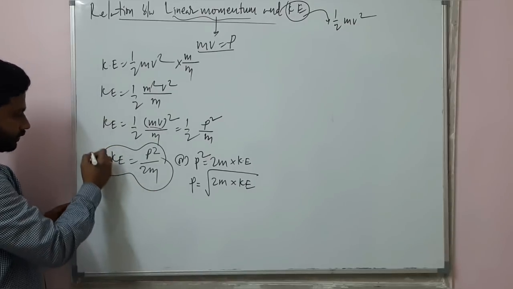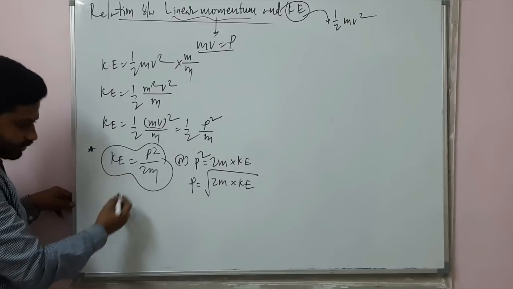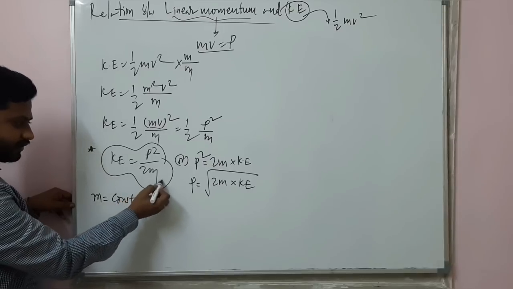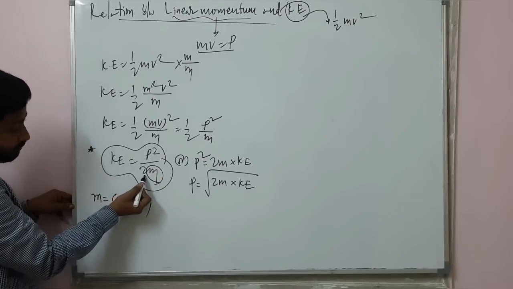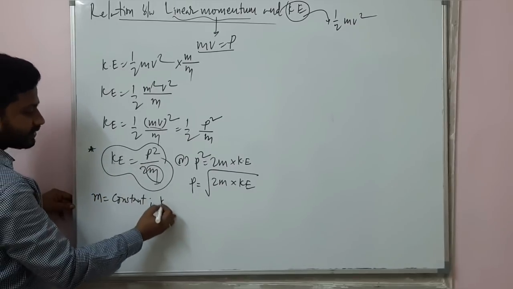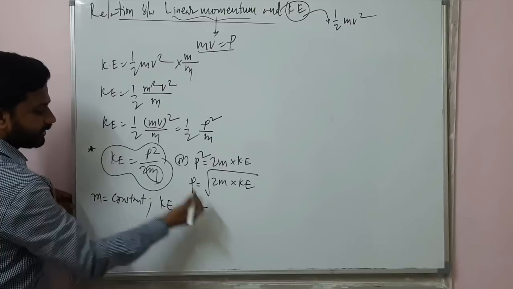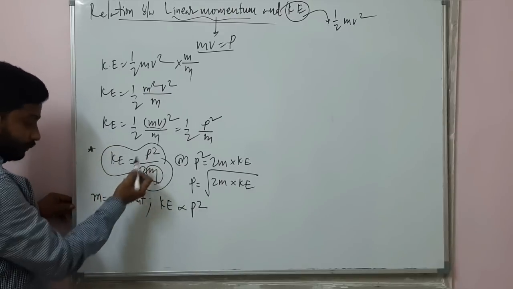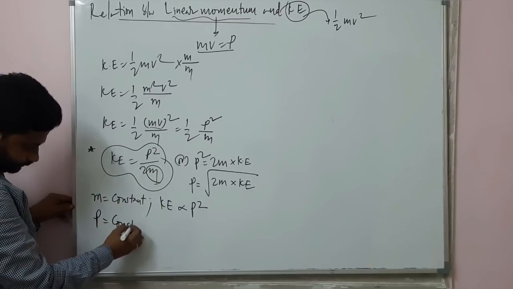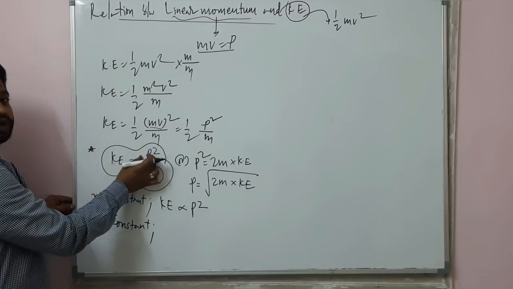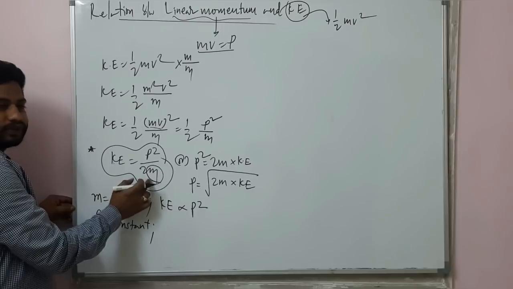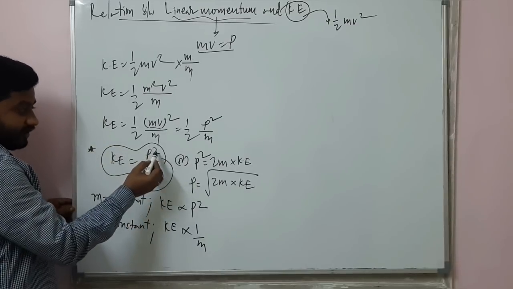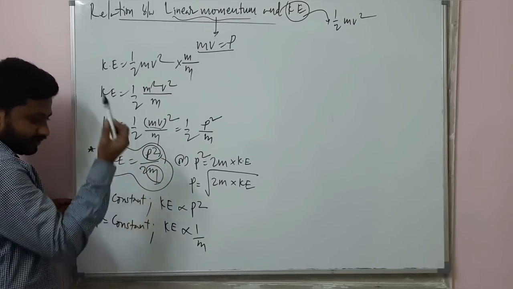Okay, now let's concentrate on this relation. From this relation, when mass is constant, what happens? When mass is constant, anyhow, 2 is a constant, right? When mass is constant, these two quantities are directly proportional. Kinetic energy is directly proportional to P square. Okay, now when P is constant, when linear momentum is constant, the kinetic energy is inversely proportional to mass. Yes or no? Kinetic energy is inversely proportional to mass.